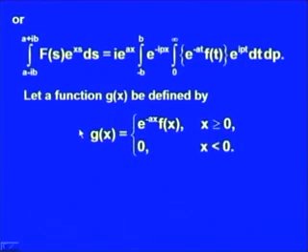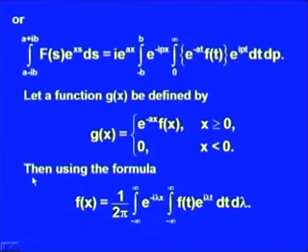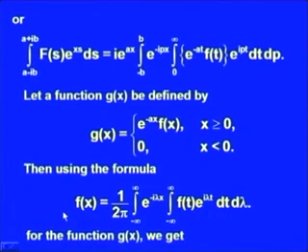Now, let us define a function g x as e to the power minus a x into f x, where x is greater than or equal to 0, and 0 when x is less than 0. Then let us use the formula for the Fourier integral of f. Let us recall that the formula for the Fourier integral of f at each point of continuity is f x equal to 1 over 2 pi integral over minus infinity to infinity e to the power minus I lambda x integral over minus infinity to infinity f t e to the power I lambda t dt d lambda. So, let us apply this formula for the function g x.